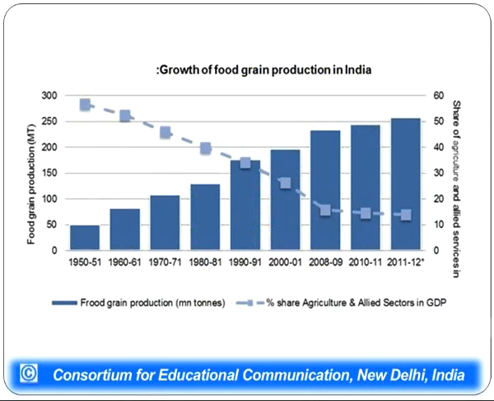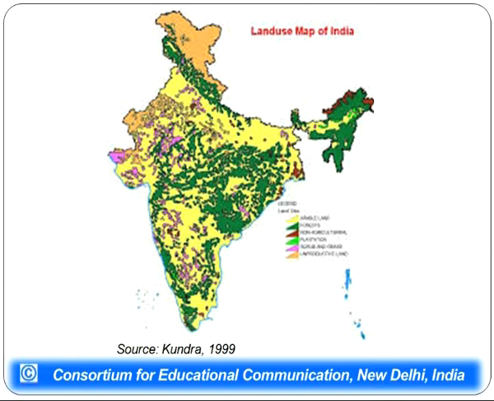Now I would like to come to India, and you can see the growth of food grain production in India. You can see it continuously increasing from 1950-51, and you can see the percent share of agriculture and allied sector in GDP declined substantially. So this diagram is very, very important for us to think on.